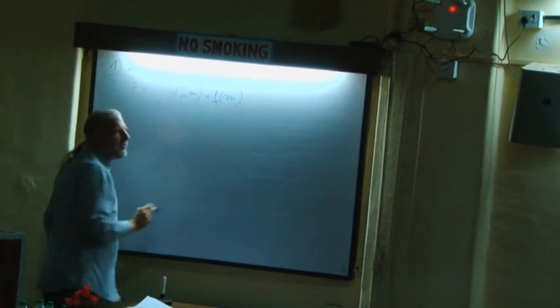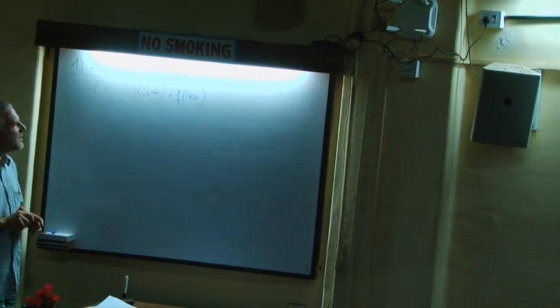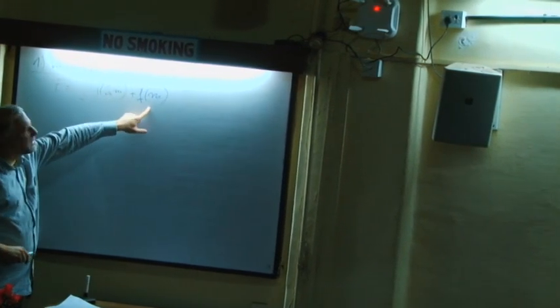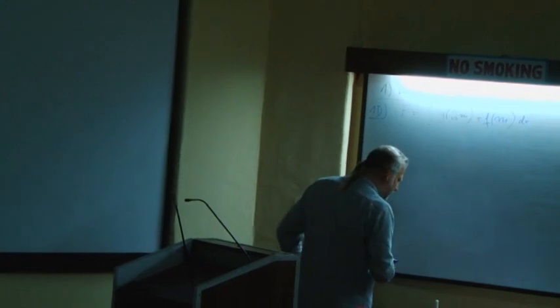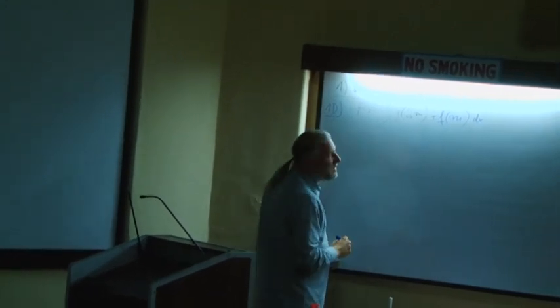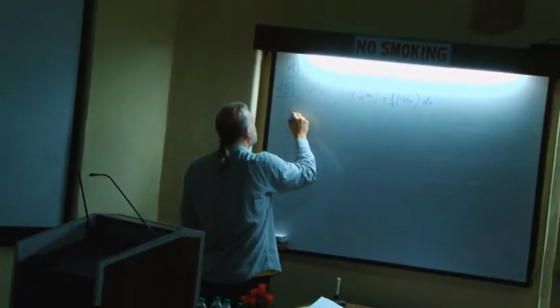a function f of m. So this part depends on the local value of m, and this part depends on the gradient of m. And as I say, I'm in one dimension, so this is just an integration over x. Now I will consider a discrete version of this.